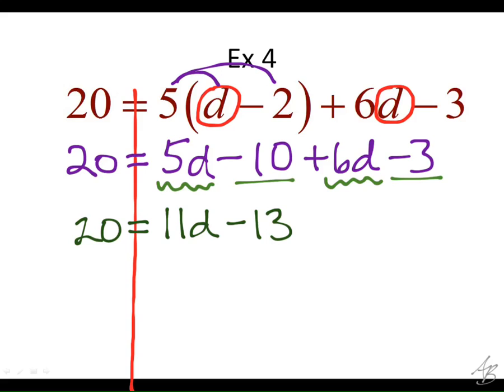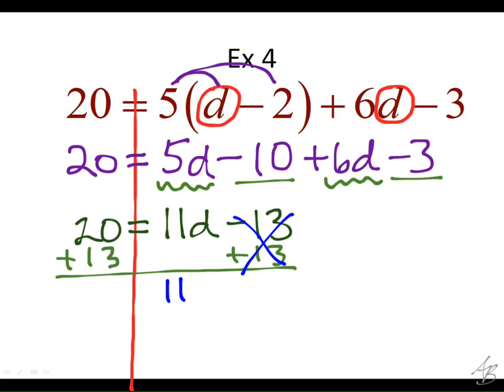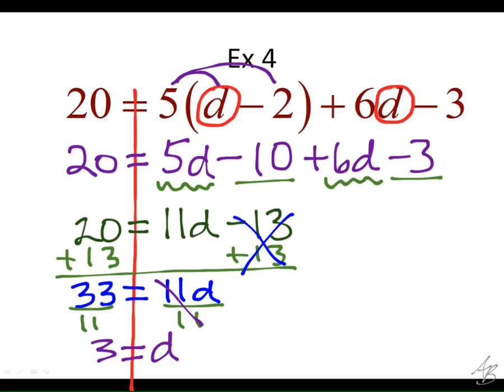Now what? Yeah, now we solve like we normally do. So we get rid of the minus 13 by adding 13. So add 13 to both sides. On that right side, the 13s will cancel, which leaves what? 11d. And on the left side, 20 plus 13 is 33. Divide by 11. And we get d equals 3.